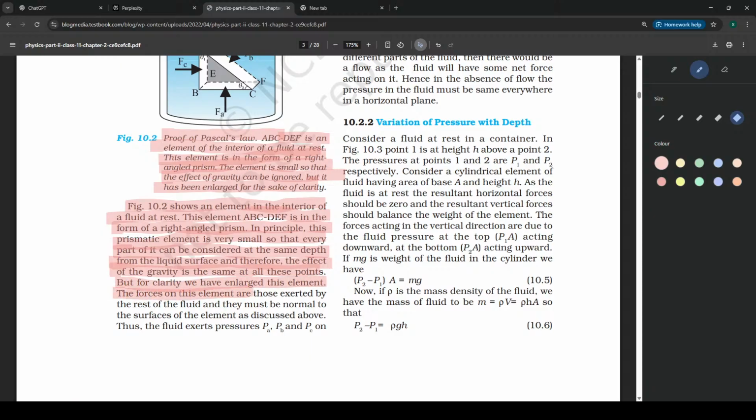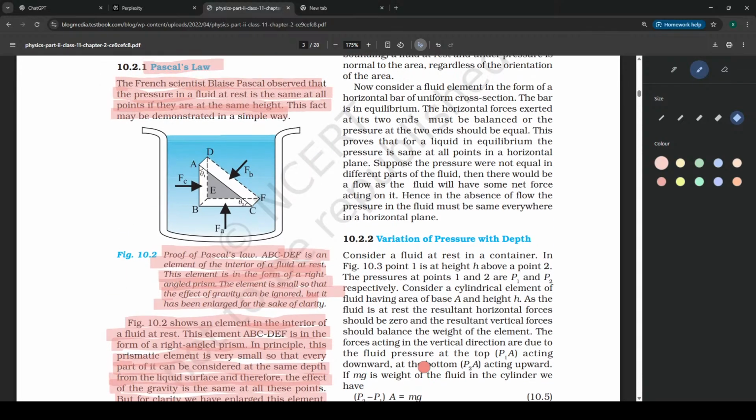The forces on this element are those exerted by the rest of the fluid, and they must be normal to the surfaces of the element as discussed above. Because we ignore gravity, the only force experienced by this part of the fluid is the pressure due to other parts of the surrounding fluid. And we already know that for any surface, the pressure must be normal to the surface.